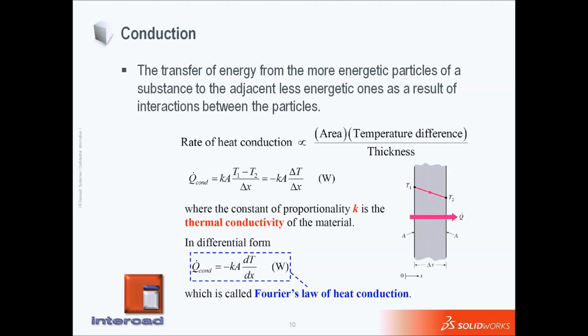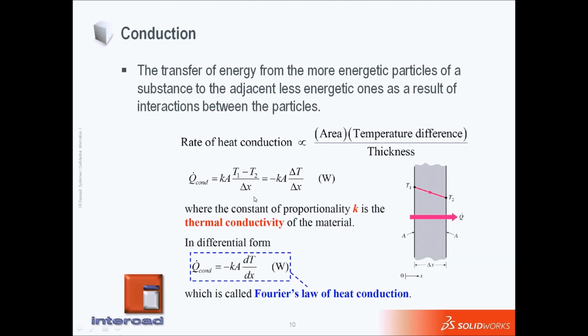But let's imagine we have a plain wall, as you can see here in the picture, with a thickness of delta X, and isothermal surface temperatures of T1 and T2. If T1 is more than T2, we expect heat transfer of Q to go in that direction. We have the same surface area on face 1 and face 2. Therefore, we can state that the rate of heat transfer by conduction is proportional to area, temperature difference, and thickness.